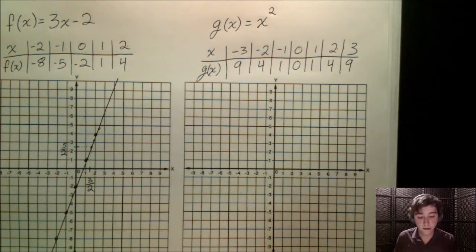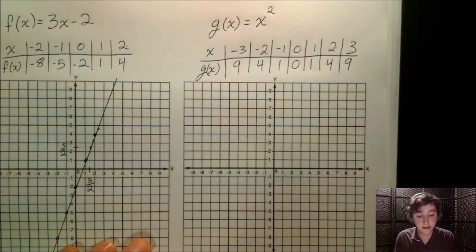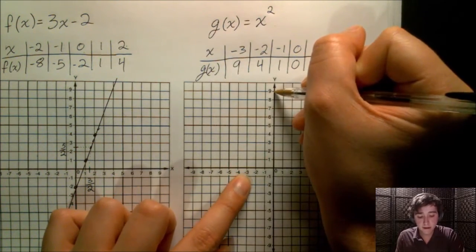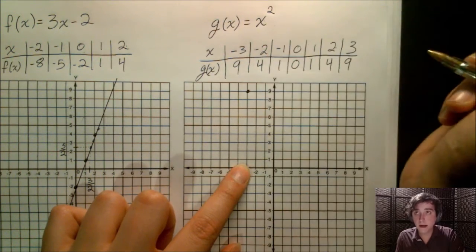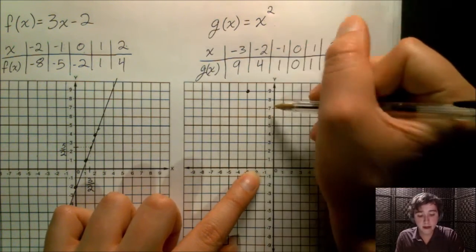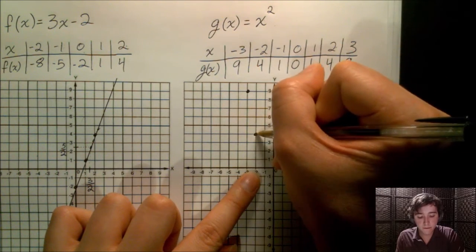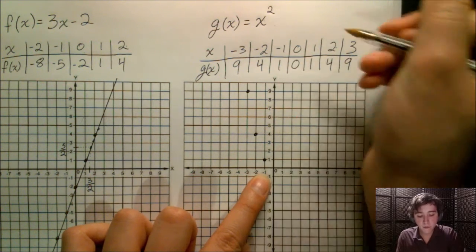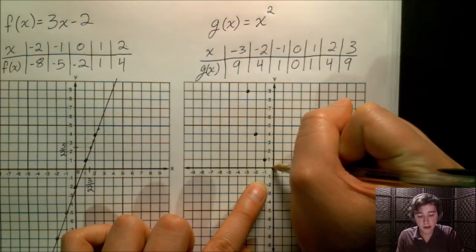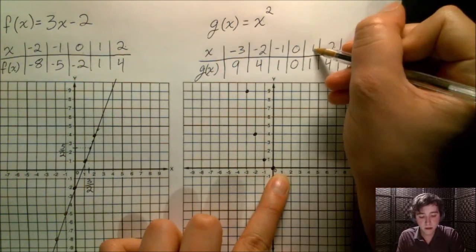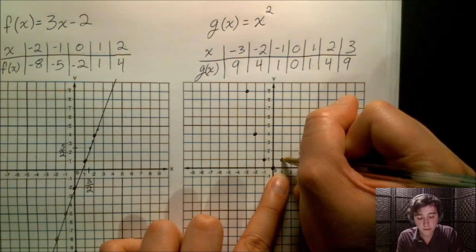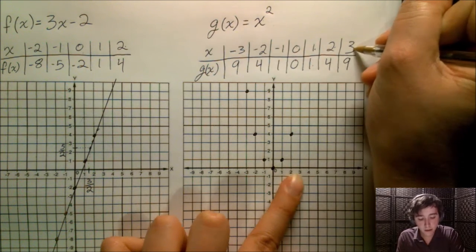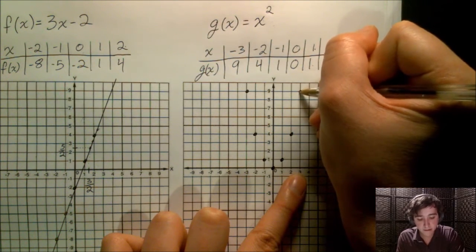Okay, so let's see what our function looks like. See what our graph looks like, I should say. We had an input of negative 3 and an output of 9. So that's going to be right here. Then an input of negative 2 gave us an output of 4. An input of negative 1 gave us an output of 1. 0 gave us 0, so that's going to be right here at the origin. An input of 1 gave us an output of 1. An input of 2 gave us 4. And 3 gave us 9.